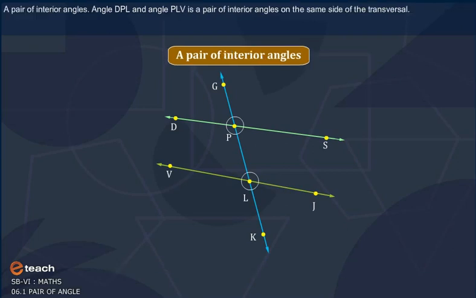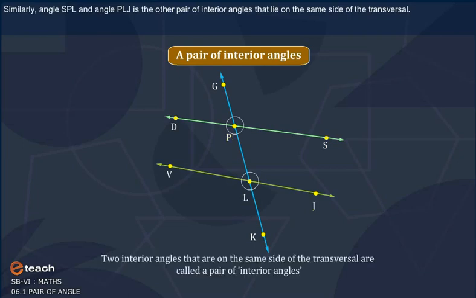A pair of interior angles. Angle DPL and angle PLV is a pair of interior angles on the same side of the transversal. Similarly, angle SPL and angle PLJ is the other pair of interior angles that lie on the same side of the transversal. Two interior angles that are on the same side of the transversal are called a pair of interior angles.